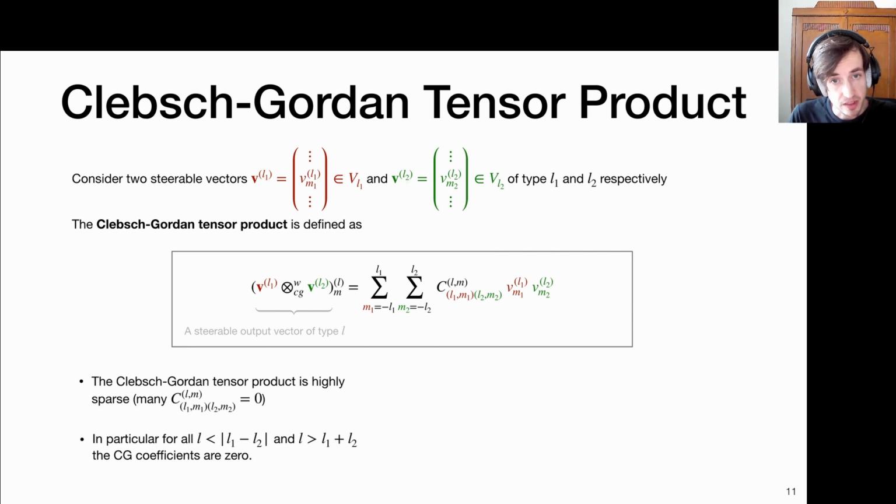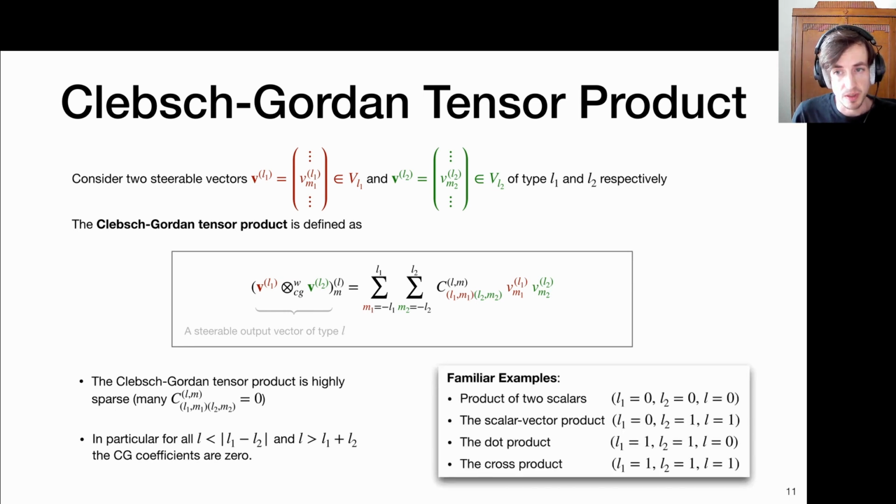Now the Clebsch-Gordan tensor product is defined by these Clebsch-Gordan coefficients that tell me which multiplications I can perform to obtain an output vector which transforms under type L, so via a Wigner-D matrix of type L. So if I want to make a type L steerable vector out of these two steerable vectors transforming under L1 and L2, I need to make a linear combination of their components in a particular way. These are products of these two vectors, but not all products are allowed. And maybe that's most intuitively explained with an example.